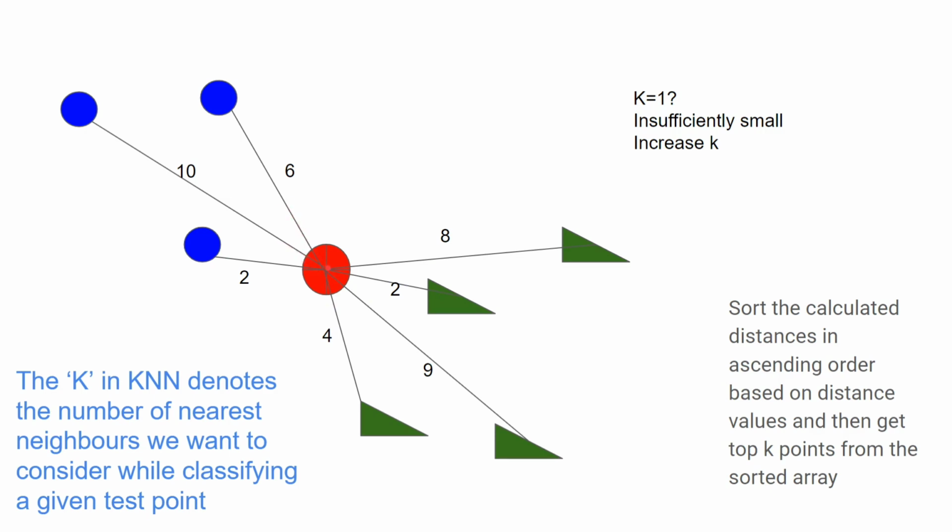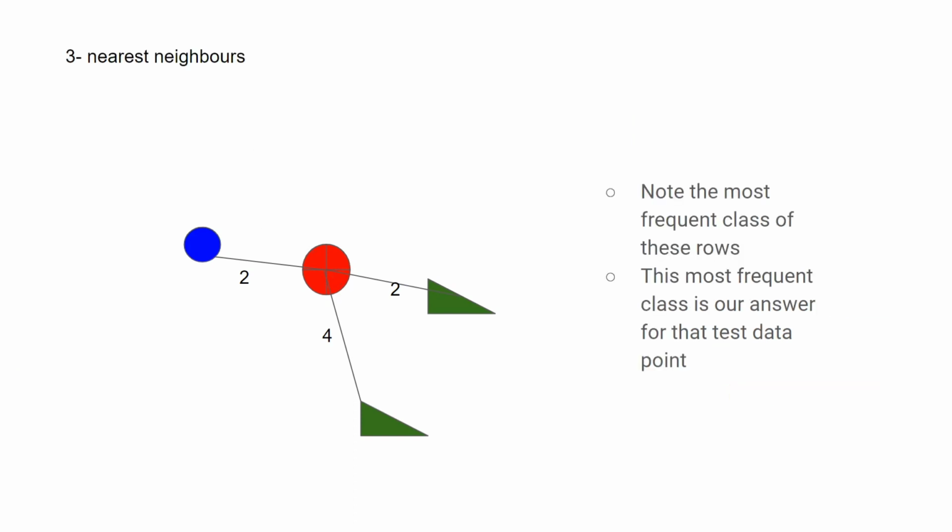Now I need to choose some value of k. Say I start with the smallest possible value. Suppose I take k equal to 1. K equal to 1 means that I am allowed to take only one nearest neighbor. And here, in this case, I have two neighbors that are at an equal distance from my test data. So what do I do? I don't have any option. I can't get any clear answer by taking the value of k to be 1. So I need to increase the value of k. Suppose I take k equal to 3. Then this solves my problem.